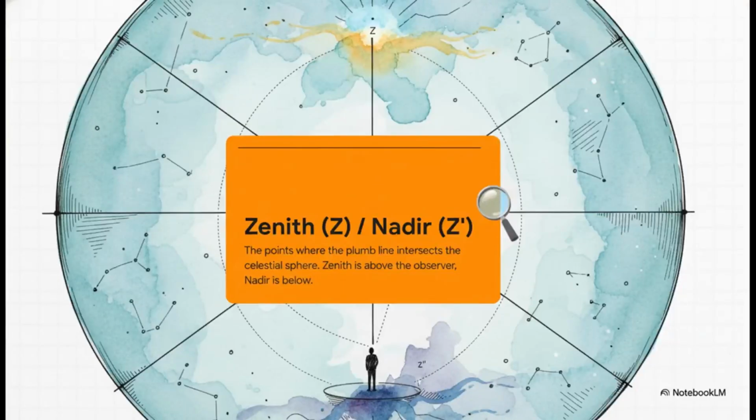Now, where this plumb line of yours pierces the inner surface of our imaginary celestial sphere, it defines 2 critical points. The point directly over your head is the zenith, and its exact opposite, the point directly beneath your feet, which of course you can't see, is the nadir. These 2 points, Z and Z prime, become the fundamental poles of your local reference frame.